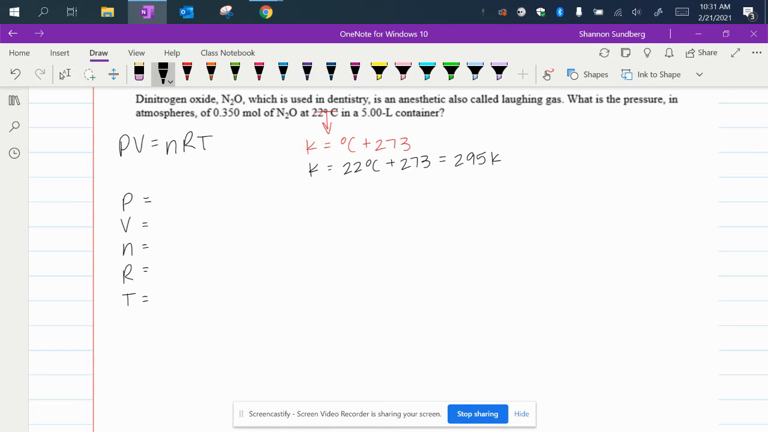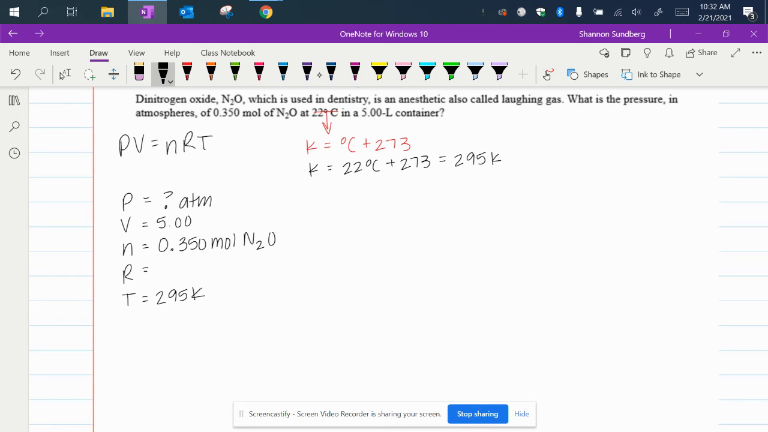Now, if we reread that second sentence, it says, what is the pressure in atmospheres? So I'm going to put a question mark by pressure to remind myself that that's what I'm trying to find. I have 0.350 moles of N2O. Moles is your n value. The 22 degrees Celsius we changed into Kelvin, and that's your temperature. So 295 K goes down here. And 5 liters is your volume.